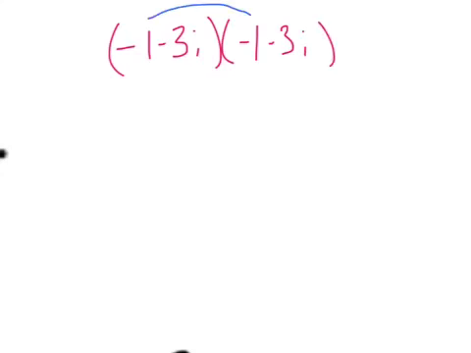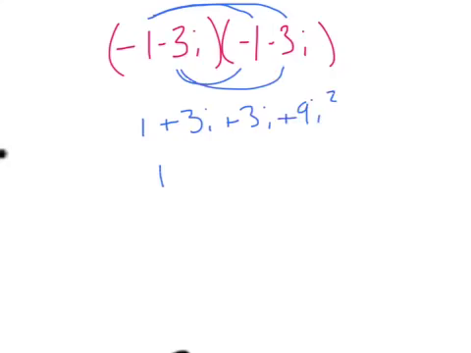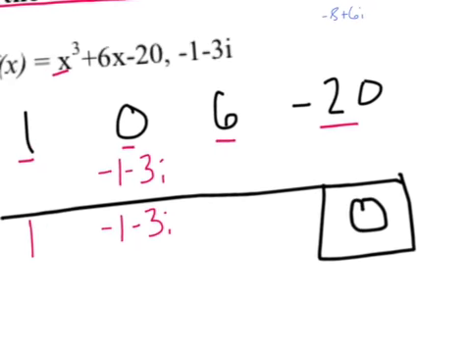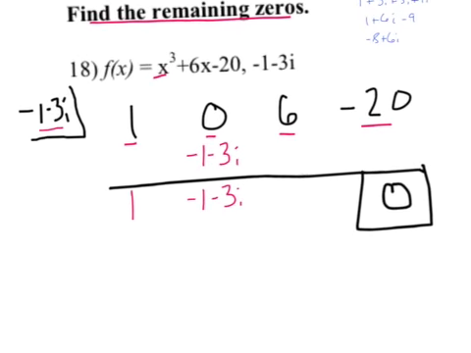So I'm FOILing. That gets me positive 1 plus 3i plus 3i plus 9i squared. So that's 1 plus 6i minus 9. So it's negative 8 plus 6i. All I did was take those two things and FOIL. So negative 8 plus 6i. That's what's going to go right here. Negative 8 plus 6i.